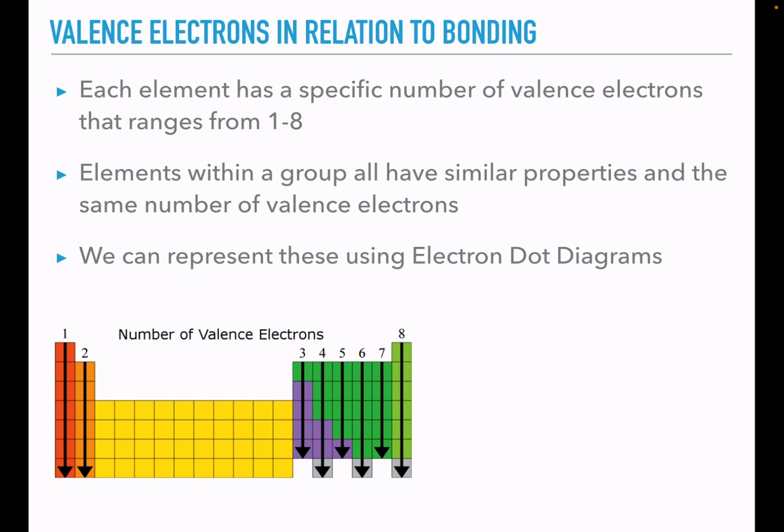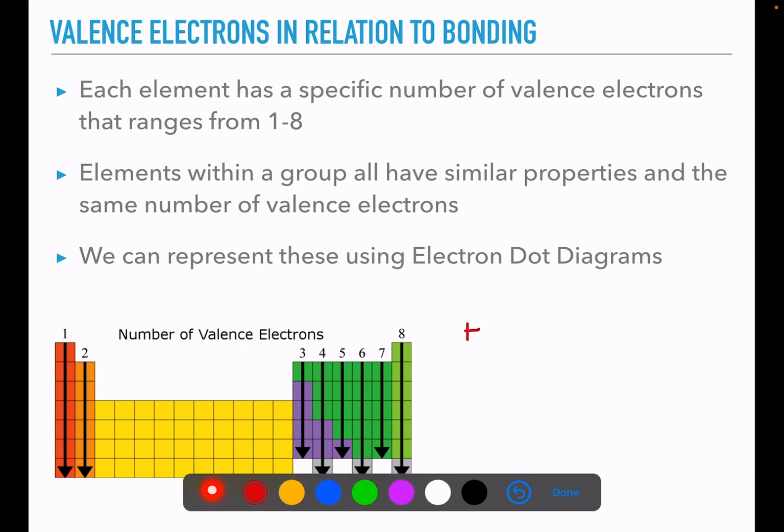We can represent these using electron dot diagrams. Let's do a couple examples. Hydrogen is in group 1 and only has 1 valence electron, so its electron dot diagram would just be an H with a dot above it. It's easiest to start at the top and then work in a clockwise pattern as you add valence electrons.